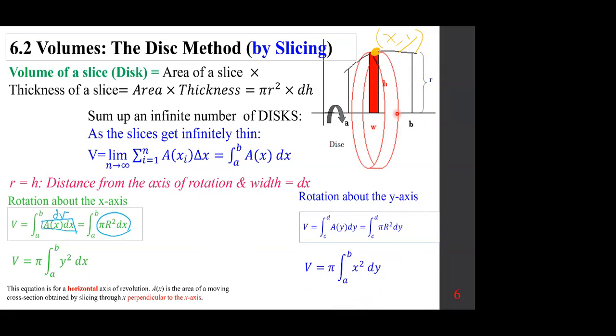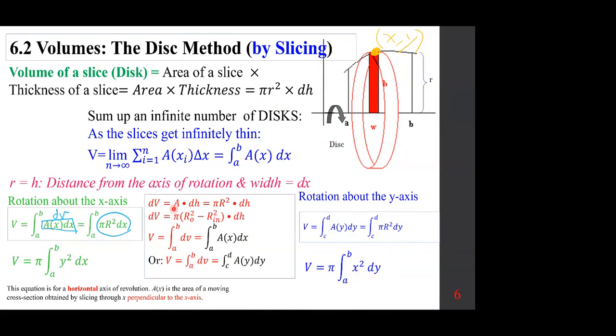What if it's rotation about the y-axis? What if we go this way? So look at this rotation. In that case, we get A of y dy, which becomes pi r squared dy, which becomes pi x squared dy.